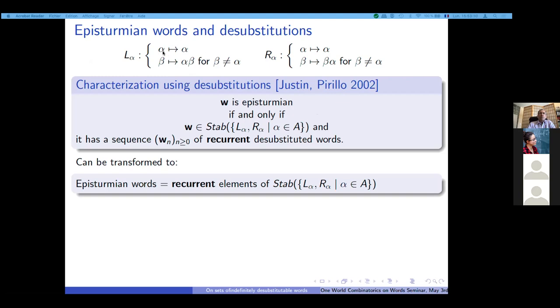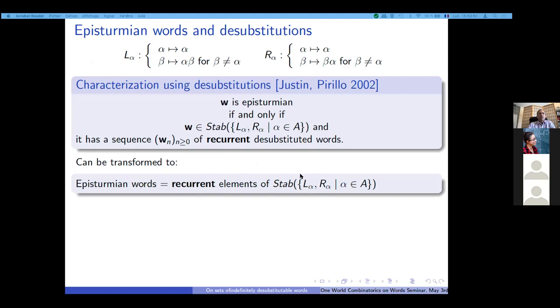One letter is fixed, and for the image of the other letters, we place the letter a before them for the L morphism, and for the R morphism, we place a after the letter. The characterization of Justin and Pirillo can be transformed into the following statement: episturmian words are exactly the recurrent elements of the stable set of all the substitutions L and R. And it is important to note that there is only a finite number of substitutions of this form.